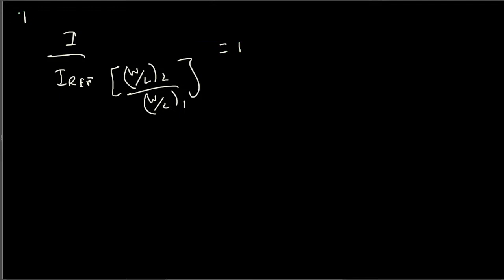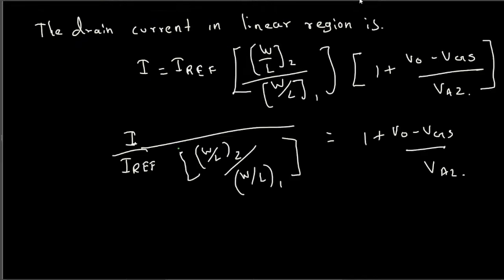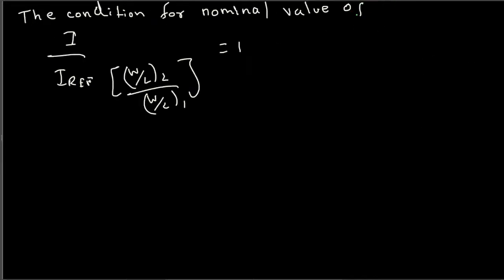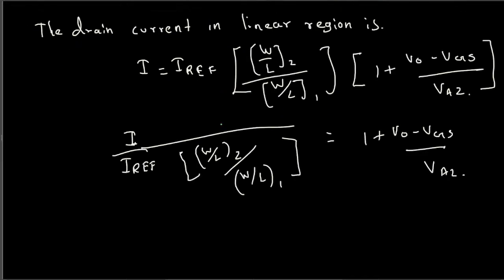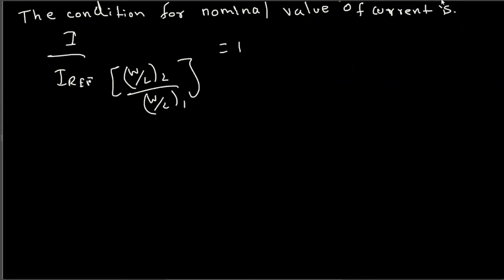The condition for nominal value of current is this one. So if this is 1, then this becomes easier, because now instead of this whole term we can just substitute 1 and solve for it. So substitute this in the equation.